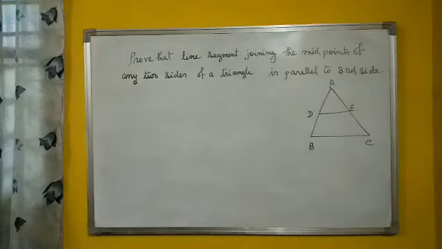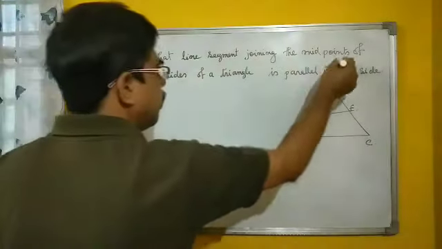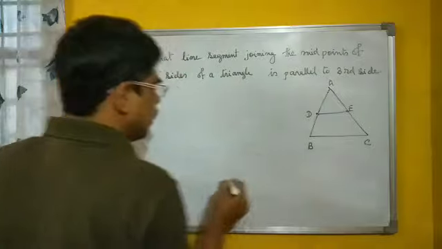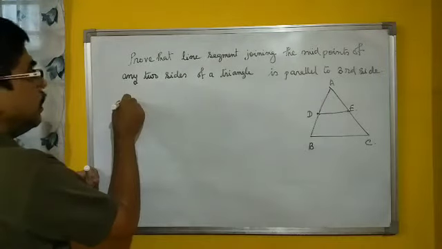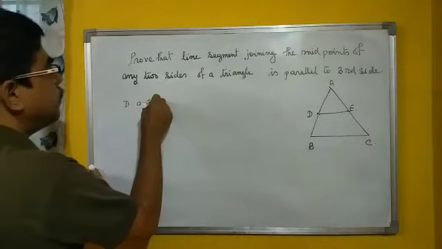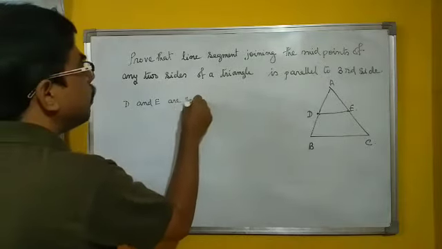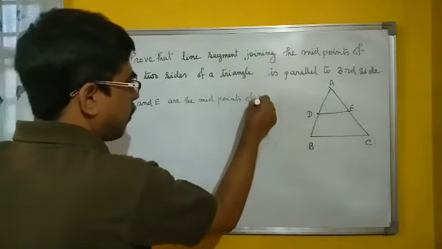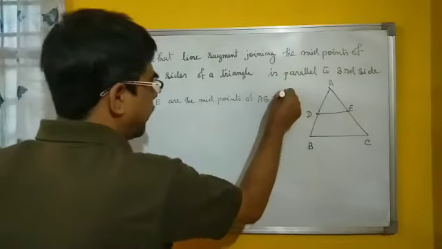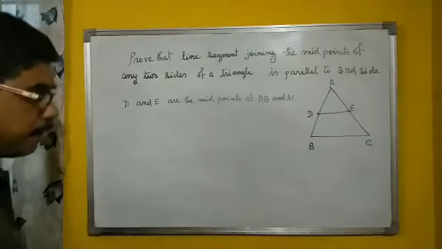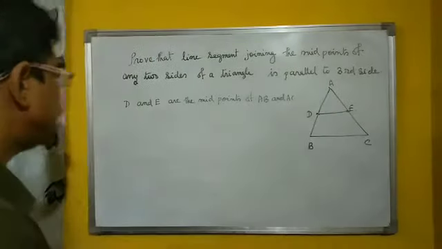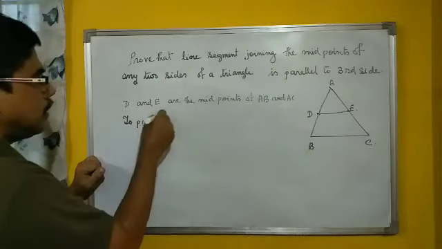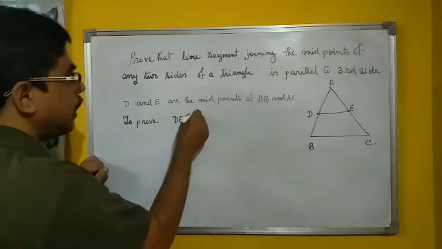Okay, next is the midpoint theorem. We only prove that the line segment joining the midpoints of any two sides of a triangle is parallel to the third side. This side is parallel to that one. What is given? D and E are the midpoints of AB and AC. To prove what? DE is parallel to BC.